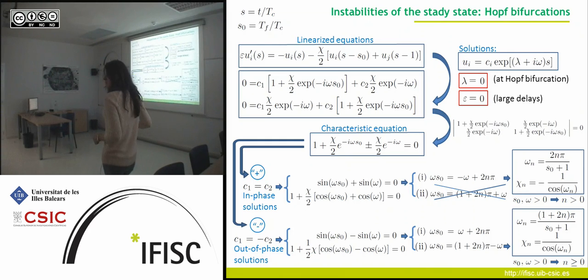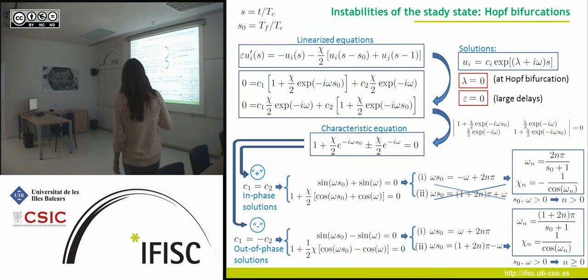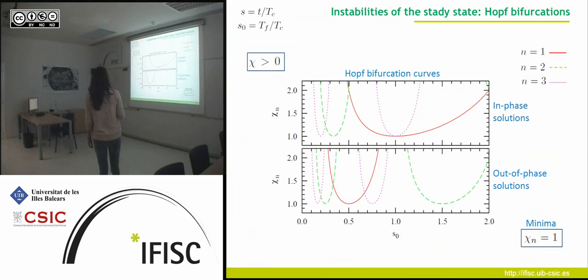So if one takes this equation and substitutes it, this equation is equivalent to this one for the frequencies, and taking into account the other equation, one obtains this expression for the bifurcation parameter related to the frequencies.